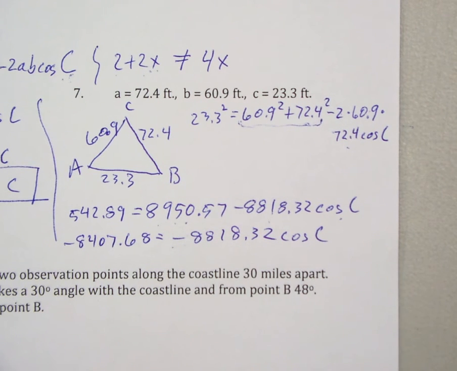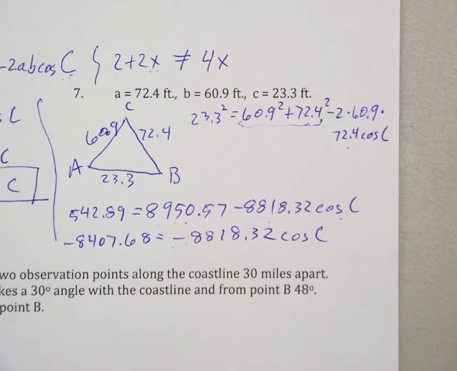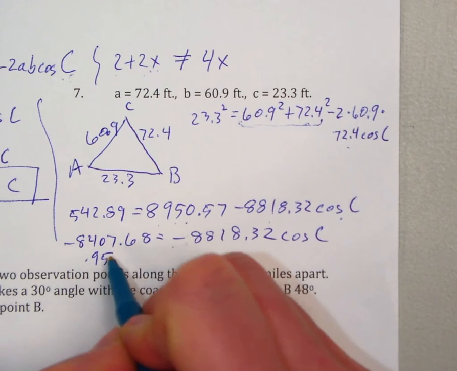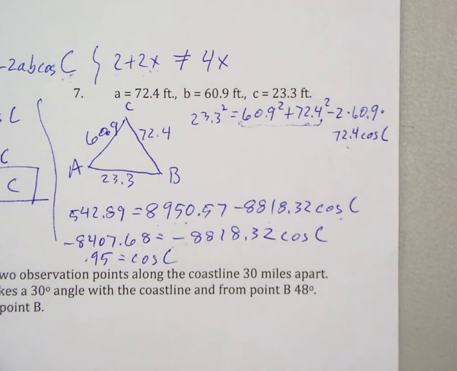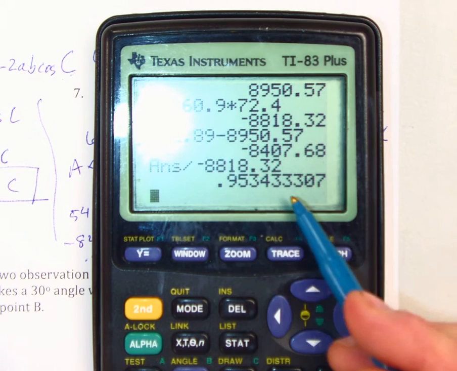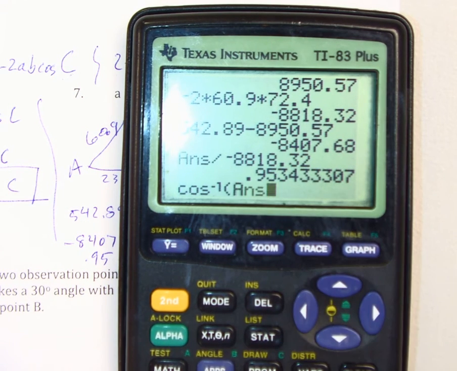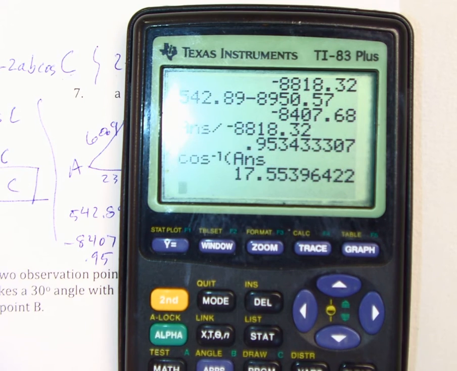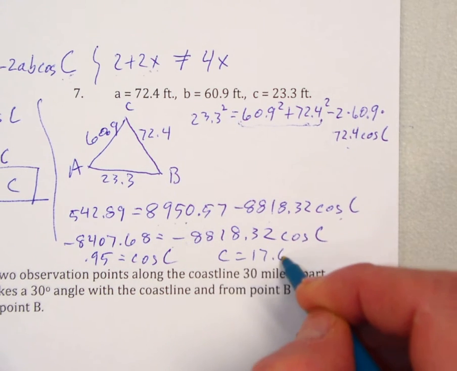So I'm going to take my answer and divide by negative 8818.32, and when I do that, I should get 0.95 is equal to the cosine of angle C. Once again, on my calculator, it's not exactly 0.95. It's this whole number right here. So the way that we quickly find that inverse cosine is to hit inverse cosine of the answer like that, hit enter, and we should find that it's a 17.6 degree angle. So we know C is equal to 17.6.